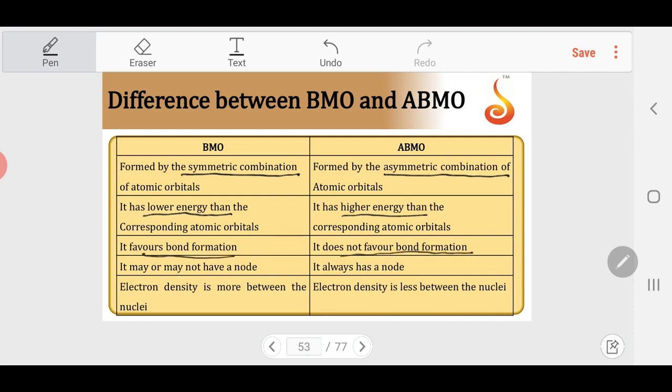Very important, the BMO may or may not have a nodal plane, but in case of ABMO, it will always have a minimum of one nodal plane. Electron density is maximum between the two nuclei in case of bonding orbital, and electron density is minimum in case of anti-bonding orbitals. Because of that reason only, anti-bonding will not favor bond formation.